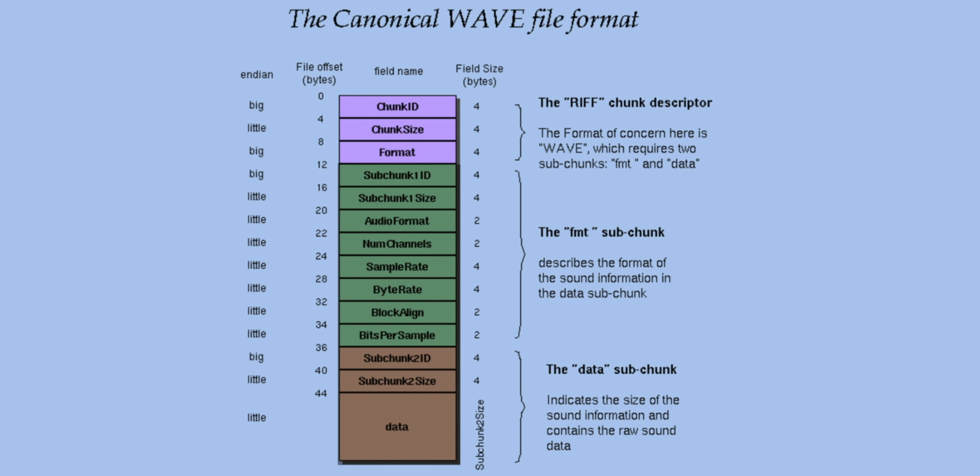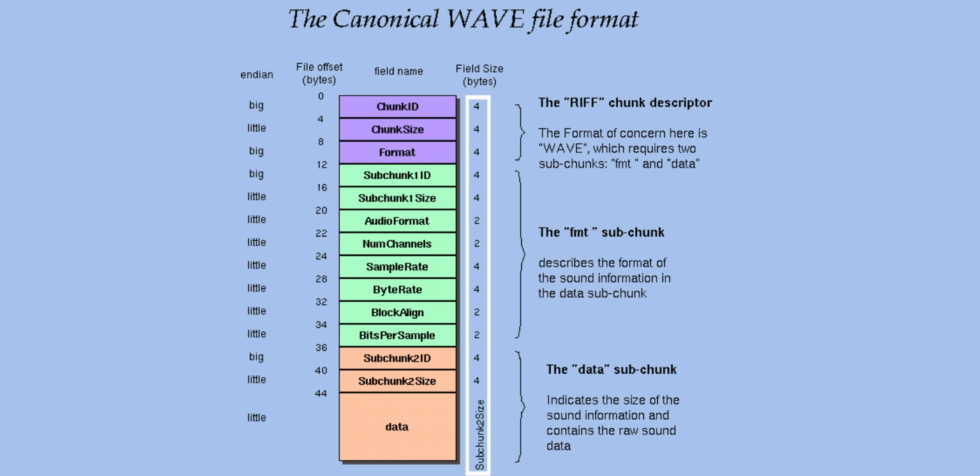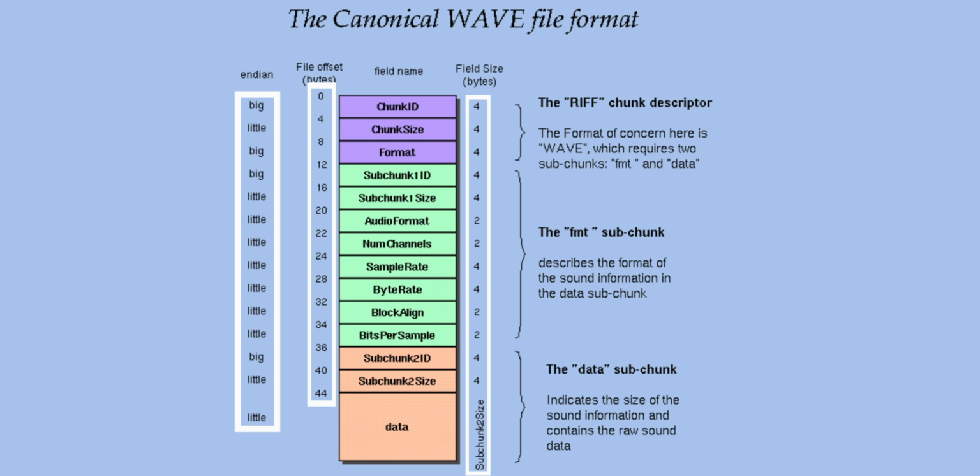The RIFF chunk descriptor describes information about the ID, the size, and the format, while the fmt or format subchunk seems to describe meta information about the sound, like what kind of audio format it is and how many channels are used, the sample rate, and a bunch of other data points. The data subchunk looks like it's mostly a container for the data, first starting with the size of the data, and then a block that contains all the raw sound information. This picture also very helpfully labels the size of each field in bytes, as well as its endianness, and the byte offset where that field should start.